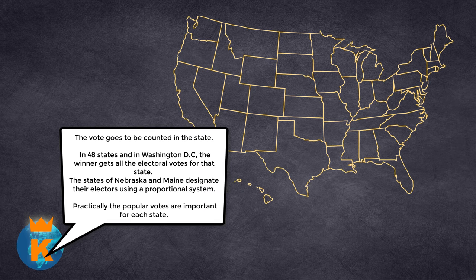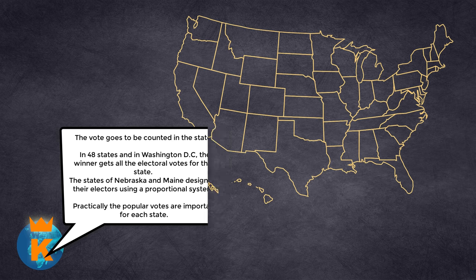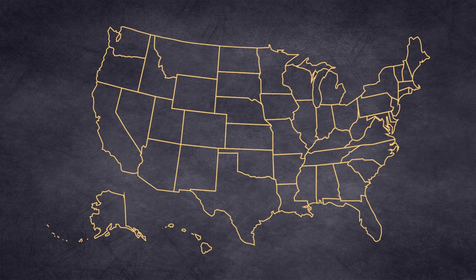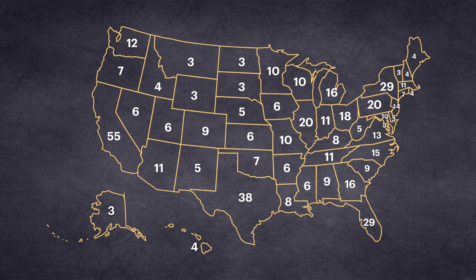A presidential candidate wins not through the votes of the people alone, but through the accumulation of 270 or more electoral votes. This is where the Electoral College comes into play. The Electoral College is made up of a group of electors split amongst all 50 states and Washington, D.C.